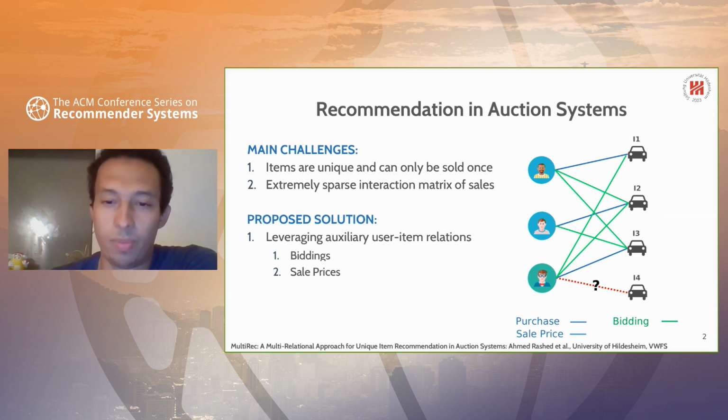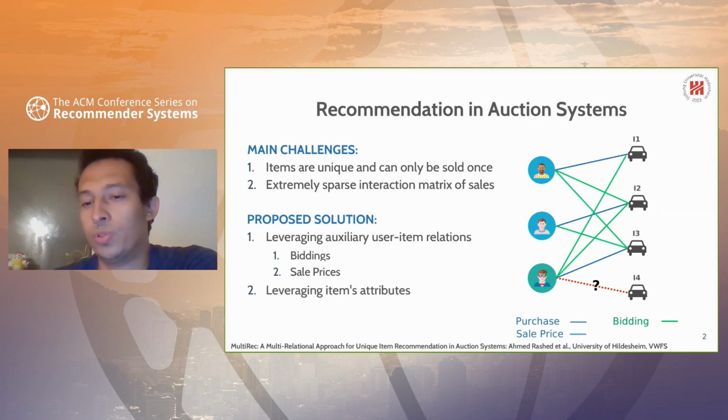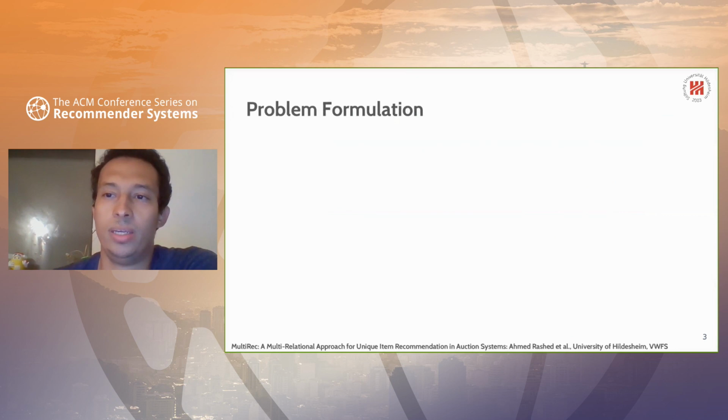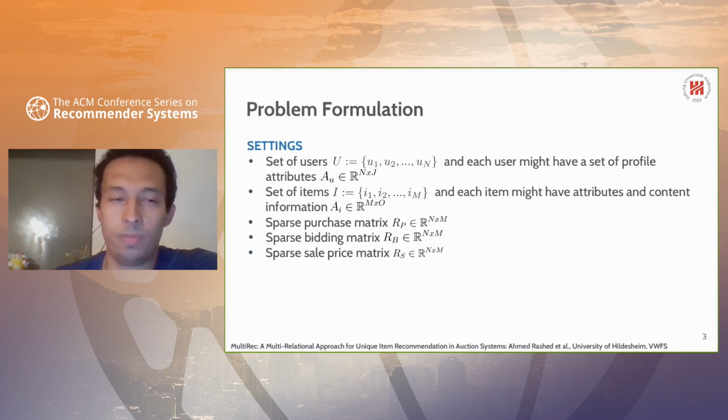And of course, a lower sale price means lower willingness to buy the same or a similar item. And since items are extremely unique, technically no two items are the same in auction systems, we have to leverage item attributes or content information. Otherwise, we can't do it, because you can't rely on IDs in this case at all. So how do we solve this problem? But before we go to that point, let's quickly explain the settings.